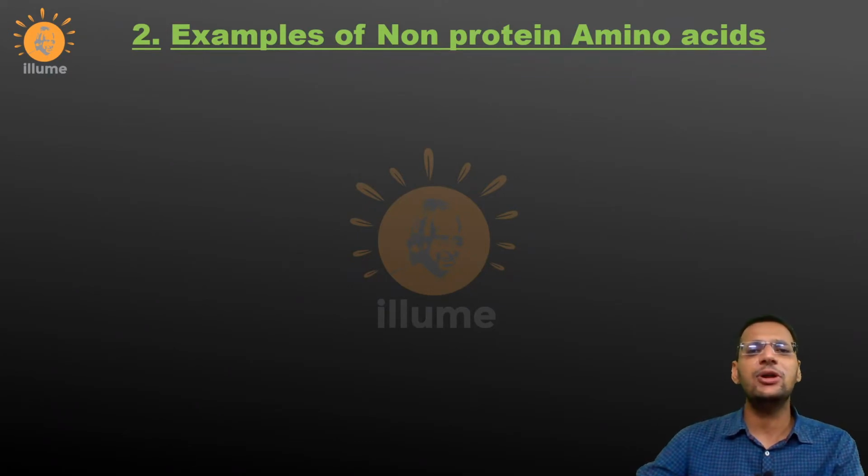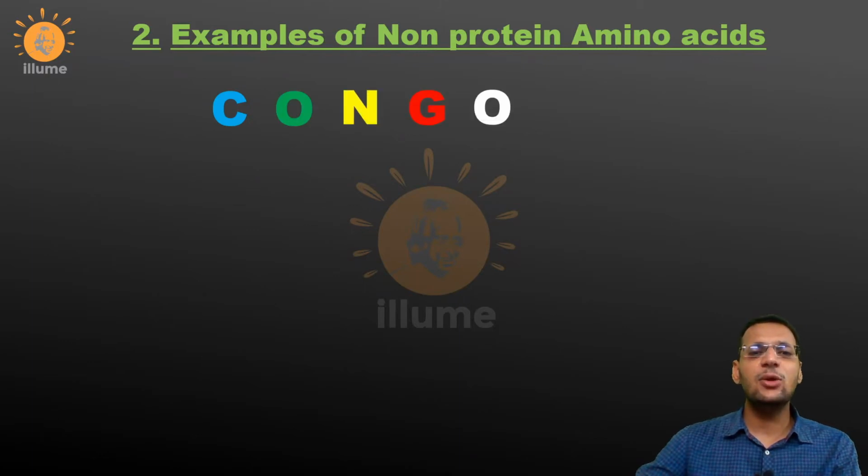Now what are non-protein amino acids? These are the amino acids which have got no role in the formation of proteins. They never form proteins. Normally amino acids form proteins, but there are some amino acids which don't form proteins, and to remember their examples, just remember a single word called Congo. What is Congo? It's an African nation, plus it's a short form of congratulations. Whichever way you remember it, you have to remember this word Congo.